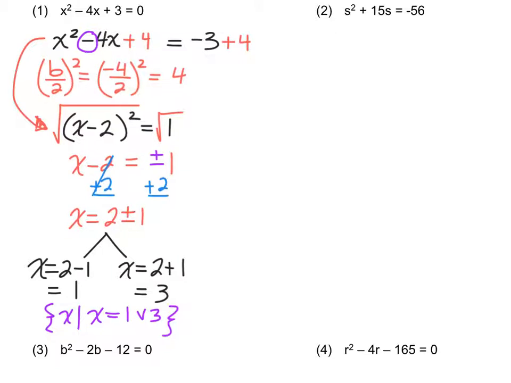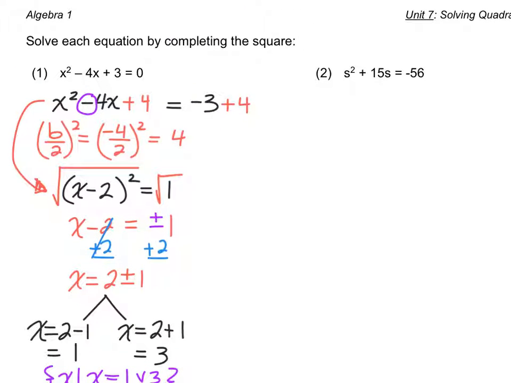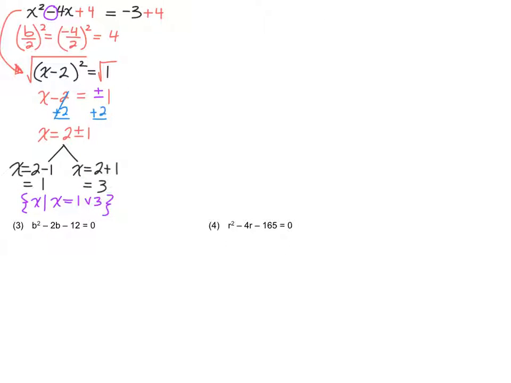That's the second step in the process, is to take your b over 2 squared value and add it to both sides. So I computed it here, then I went back a step and plugged it in, instead of writing the whole thing all over again. All right. Let's tackle something.